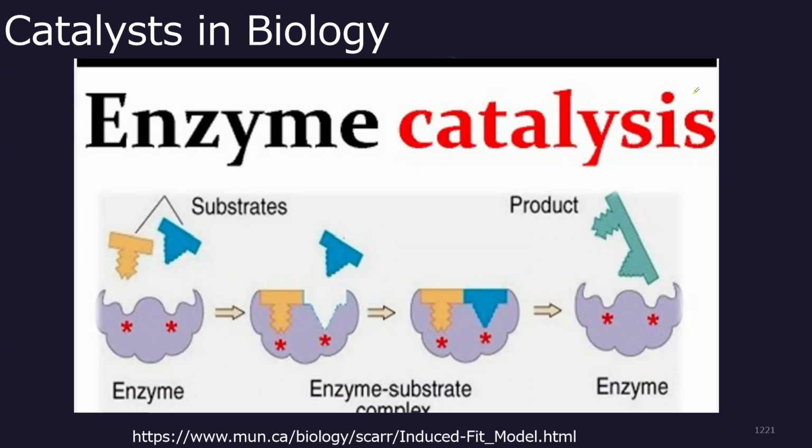So here's a diagram that I got from mun.ca. It's, I think, a university in Eastern Canada, but shows well here what will happen. Your enzyme catalyst has two active sites, these two kind of red stars. Substrates are what are known as the reactants in biology. So the substrate reactants come in and they're attracted to these positions, the active sites.